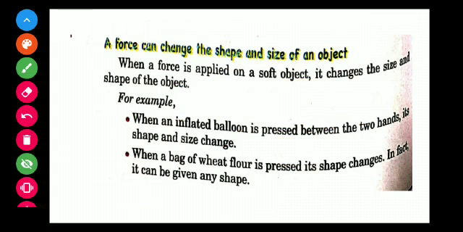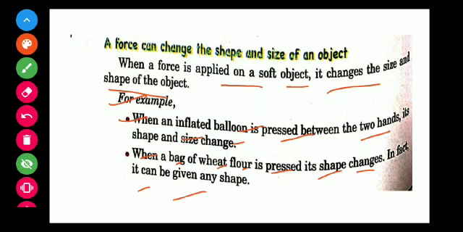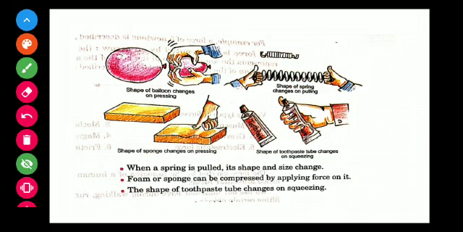When a force is applied on a soft object it changes the size and shape of the object. For example, when an inflated balloon is pressed between the two hands its shape and size change. Second, when a bag of wheat flour is pressed its shape changes. In fact it can be given any shape. So it means when we apply a force on a soft object, there is a change in the shape of the object. These are the examples.